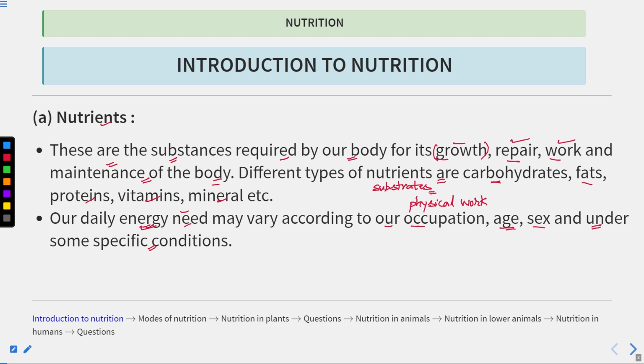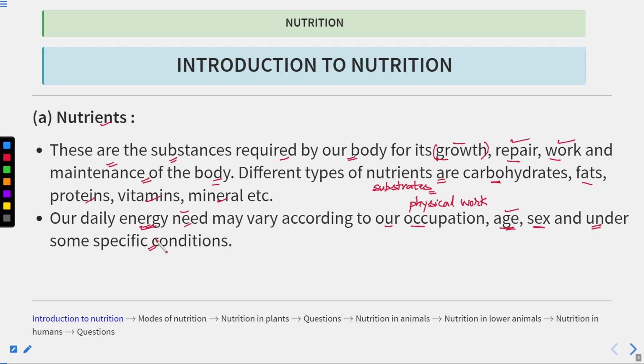Similarly, if we consider the age of the organism, then the metabolism varies according to the age. In younger people, the rate of metabolism is very high, and in older people, the metabolism is slow, so the energy production is also slow. And let's talk about the sex of the organism. It also depends on whether the organism is male or female.